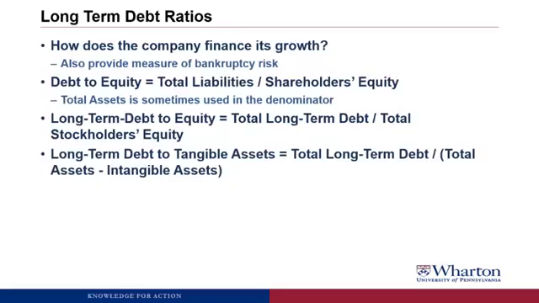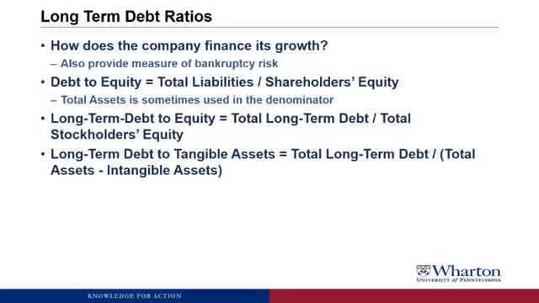And the last ratio is long-term debt to tangible assets. That's total long-term debt over total assets minus intangible assets. That's how you get tangible assets. We'll talk more about intangible assets next week, but these are assets that represent contractual rights rather than things you could go and sell on eBay. They're not physical assets, they're intangible, but we'll talk about them more next week.